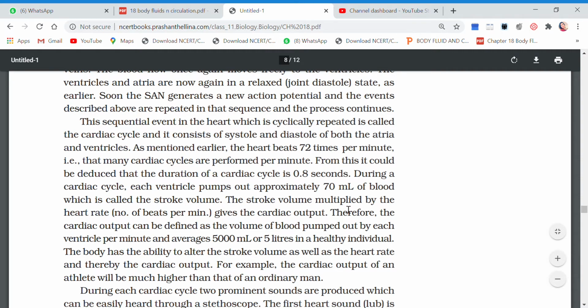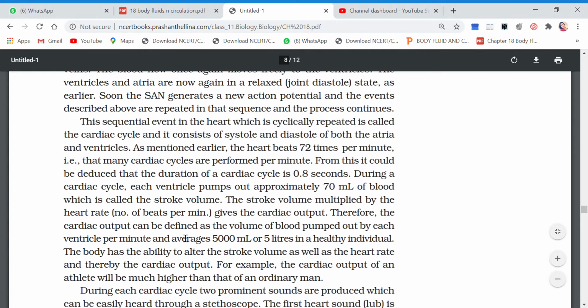And the stroke volume is multiplied by the heart rate. Now suppose the heart rate is 72. So just multiply 72 into 70. Because in one cardiac cycle 70 ml is given out, so in 72 times how many ml is given out? That is our cardiac output.